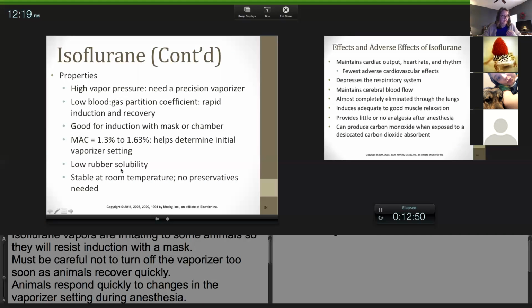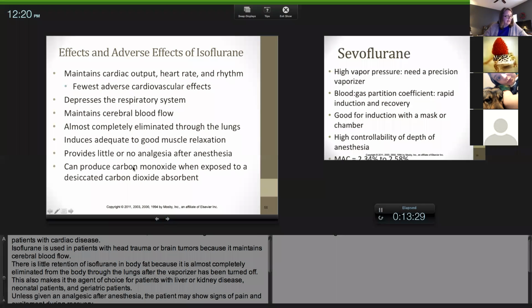It has a low rubber solubility. That became relevant when we used the old agents, and I'm old, so I can say this, I didn't use methoxyflurane, I'm not that old, but halothane was highly rubber soluble, meaning that the tubing and the bag, which are rubber, do absorb some of that agent. You could definitely smell leftover agent in the tubing. So you probably think, why is that? Well, if your plastic or your rubber is absorbing some of your agent, not as much is getting to your patient. That's the clinical application. No preservatives. It's stable at room temperature.